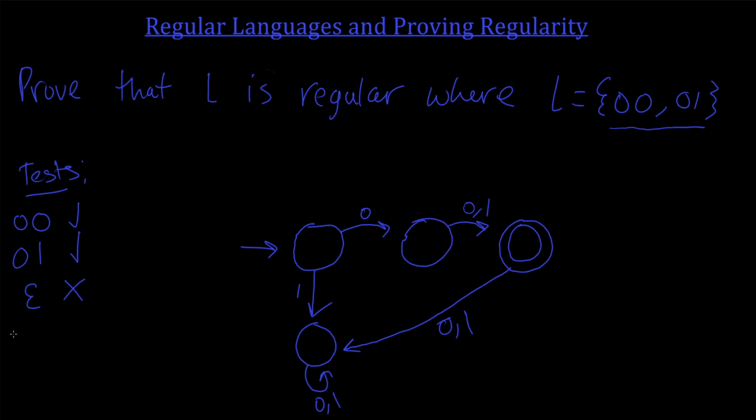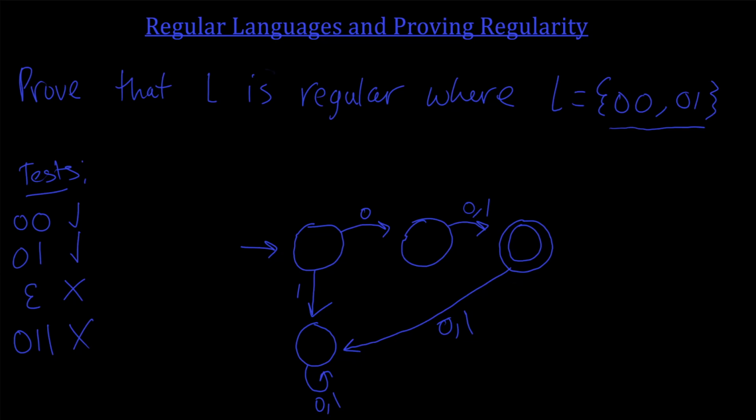Perfect. Now let's consider the string 0, 1, 1. So we're going to start at the start state. We're going to transition to this other reject state on 0. We're going to transition to the accept state on 1. And then finally, we're going to take this transition to this reject state on 1. We've finished processing the string on a reject state, so this string will be rejected. And again, that's what we want because that string is not in the language.